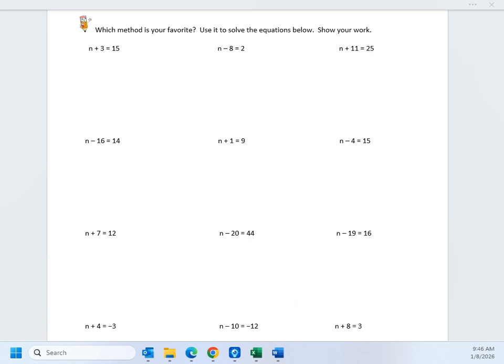Let me practice on a couple of them. You don't have to use the same method, but you do have to show your work. So you have to show me what method you're using. You either write out the question, write out the fact family, or write out the opposite operations and do the steps.